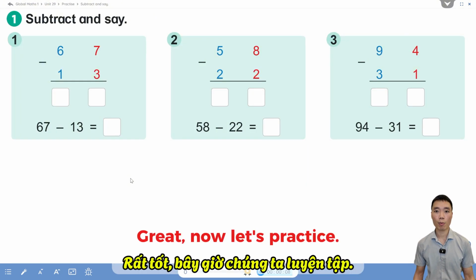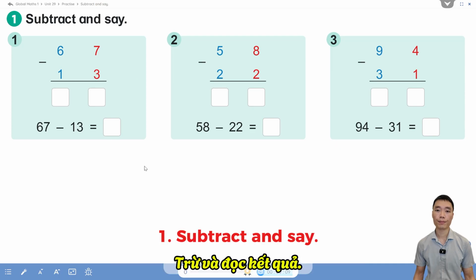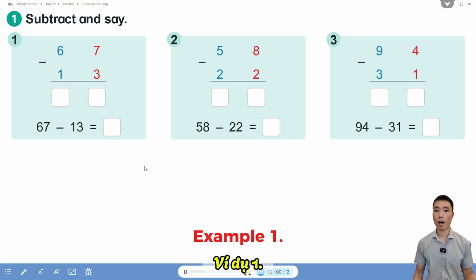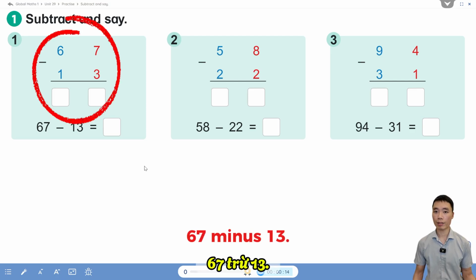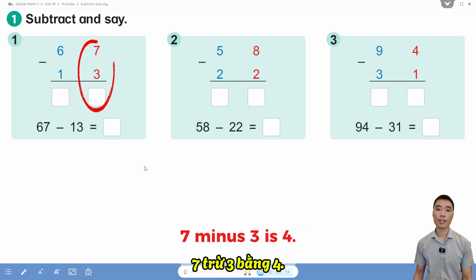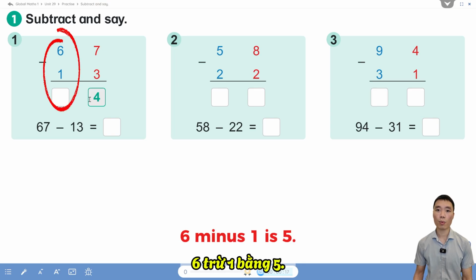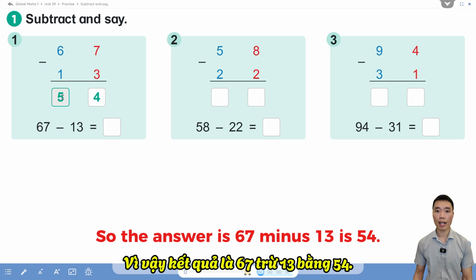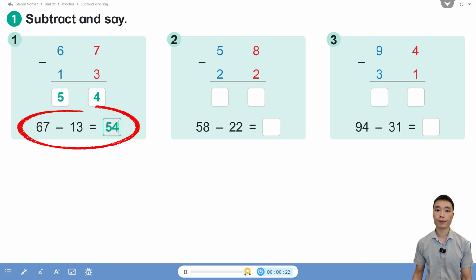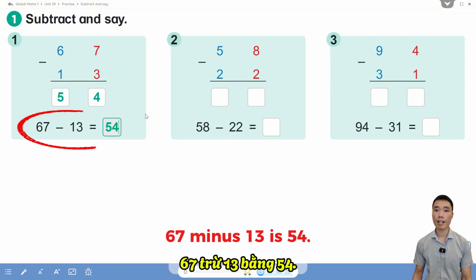Great! Now let's practice. 1. Subtract and say. Example 1. 67 minus 13. Subtract the ones. 7 minus 3 is 4. Subtract the tens. 6 minus 1 is 5. So the answer is 67 minus 13 is 54.